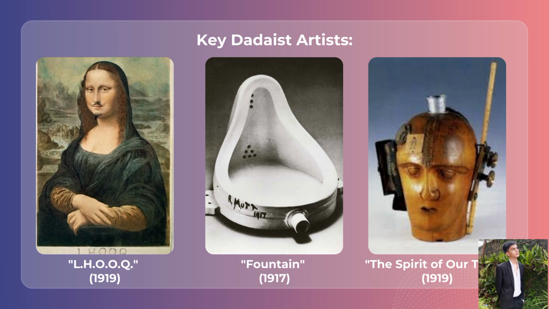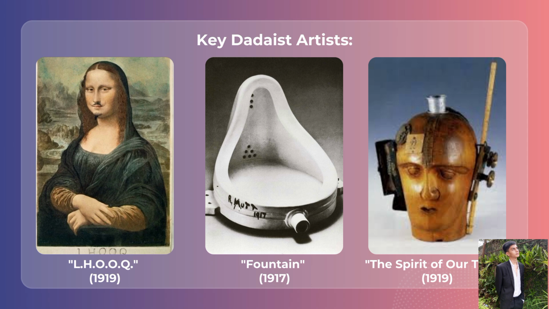The second one is Fountain 1917. This is arguably Duchamp's most famous ready-made. He submitted a standard urinal signed "R. Mutt" to an art exhibition. The piece questioned the very definition of art, challenging the established art world's conventions and elitism. Its simple presentation of a utilitarian object as art sparked significant debate and controversy. It remains a cornerstone of conceptual art.